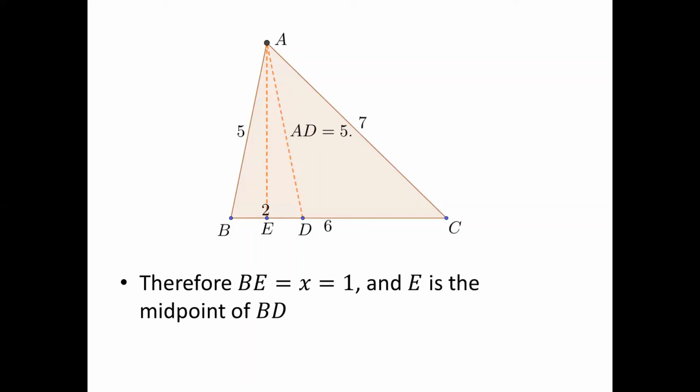Now we can see E is the midpoint of BD. Therefore, triangle ABD is isosceles. So AD equals AB equals 5.